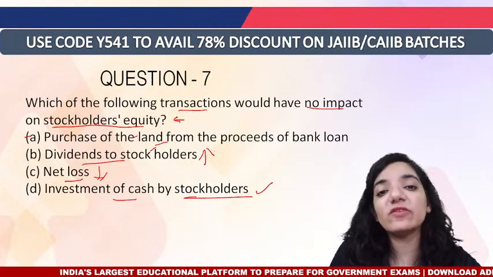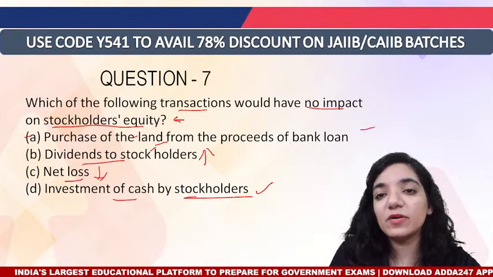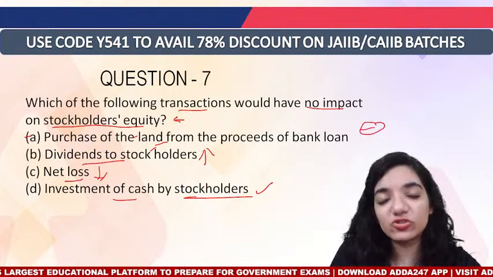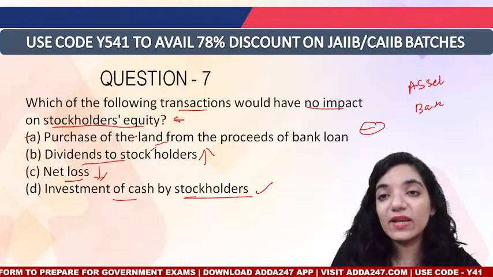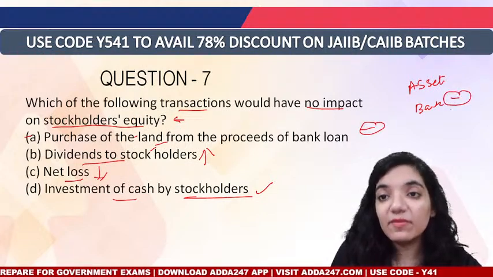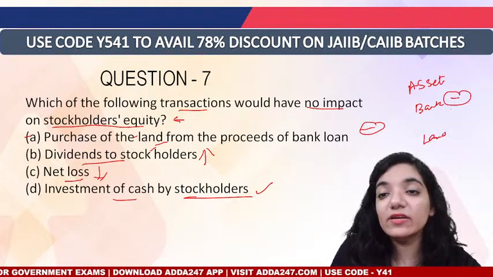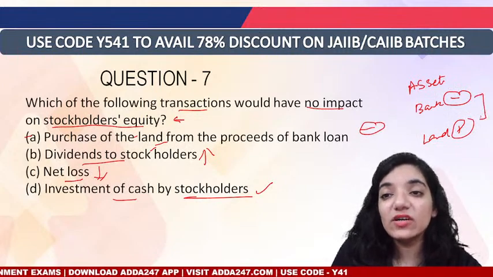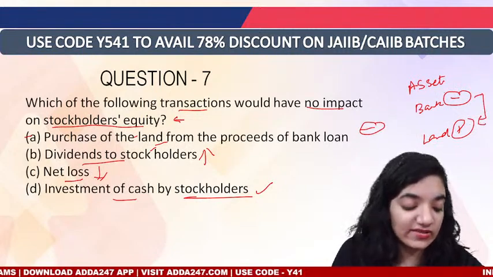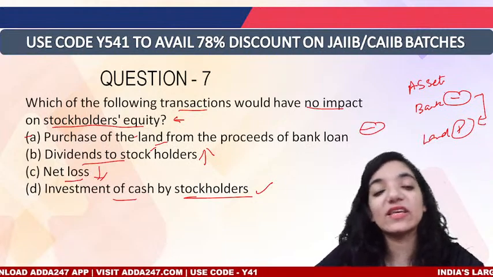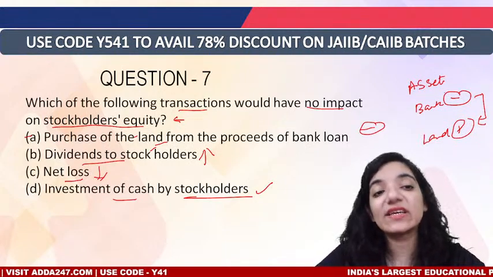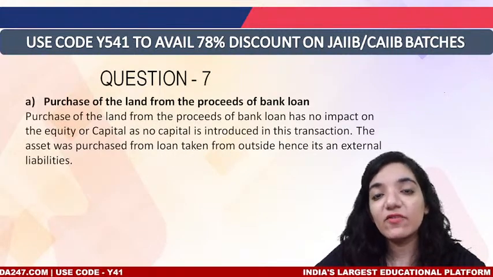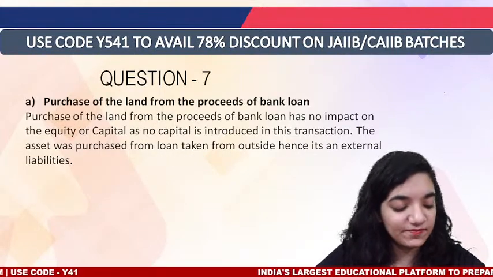The purchase of land from the bank loan is one particular liability now being used for an asset. So what is happening here? We have money in the bank on the asset side. Now we take the money out of the bank and put it in the land. So it's just the reclassification of a certain asset. This will not make a difference in the equity. The amount in the business remains the same. So in this case, the correct answer is purchase of land from the proceeds of the bank loan.